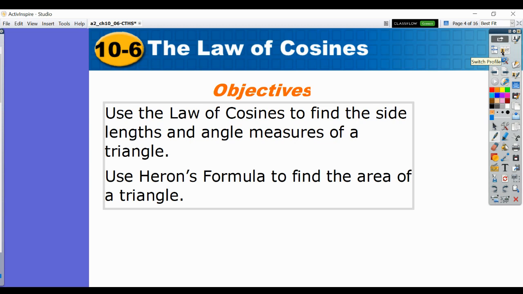This is the last section we're doing in Chapter 10. This section is for the Law of Cosines. It goes nicely with the Law of Sines that we just did in the last chapter. So you'll need to know when you can use which one.